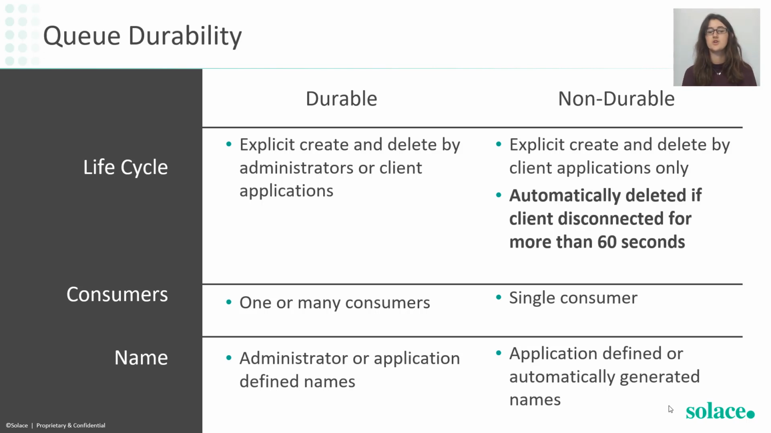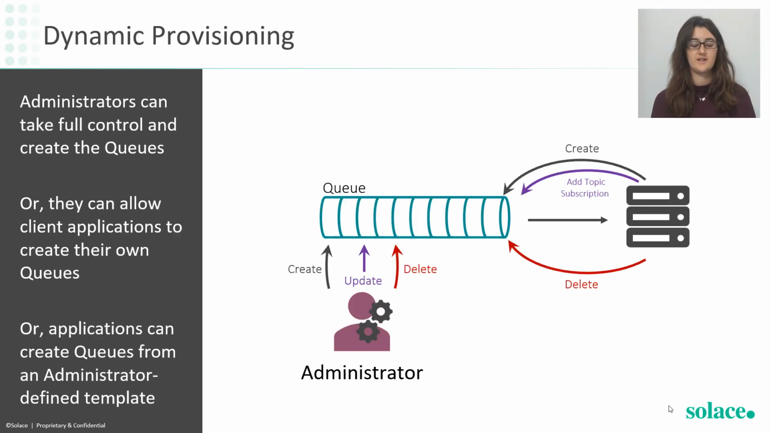Consumers. A durable queue can have one or many consumers, whereas a non-durable queue can only have one consumer. This is because we need to tie the lifespan of the queue to that one consumer that created it. The naming convention. So for a durable queue, it's an explicit name creation by the administrator or client application. For a non-durable queue, you can explicitly name it in your application or have it automatically be generated by the API by Solace.